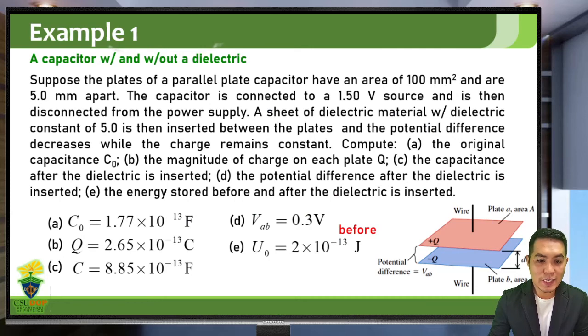Before inserting the dielectric, the energy is 2 times 10 to the negative 13. After inserting the dielectric, it's now 0.4. Similar to the potential difference or voltage, the potential energy also decreases by 1 over K, in this case, 1/5. So increasing the capacitance essentially means decreasing the voltage and decreasing the potential energy stored by your capacitor. But the important thing is the charge remains constant.